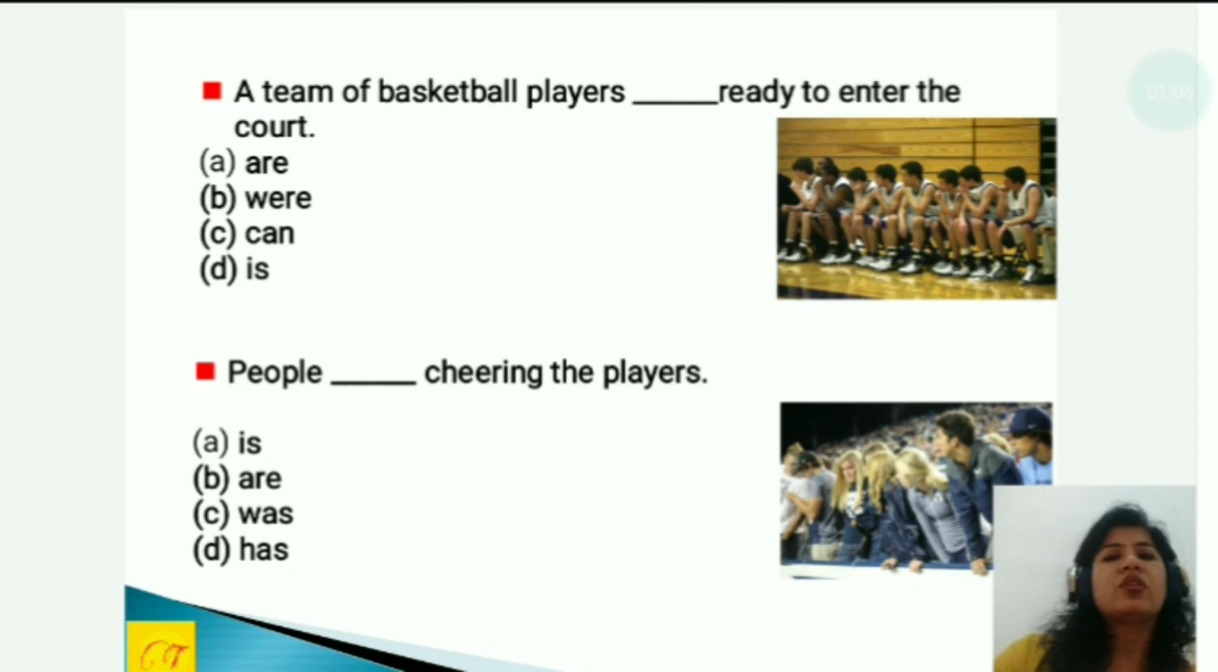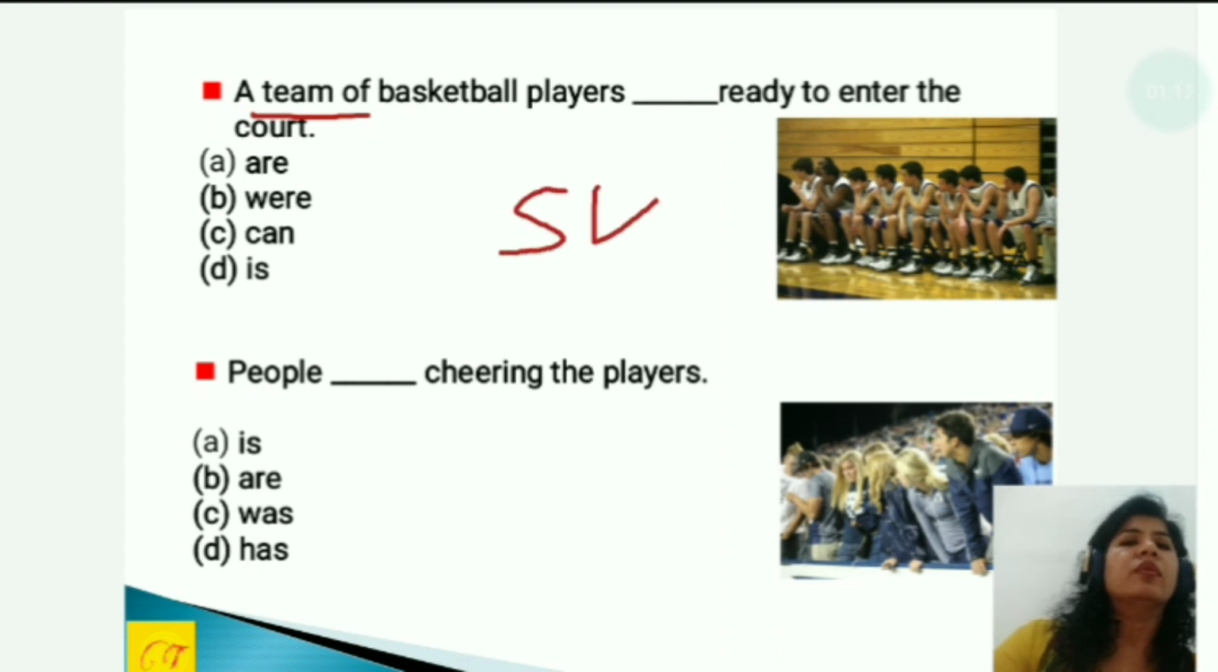Let's do these MCQs. A team of basketball players blank ready to enter the court. A team, that's a collective noun and we would use singular verb. Are, no, it's a plural one. Were is a plural one. Can, we need be with it. That's not here. Is, yes, is the correct answer. A team of basketball players is ready to enter the court.